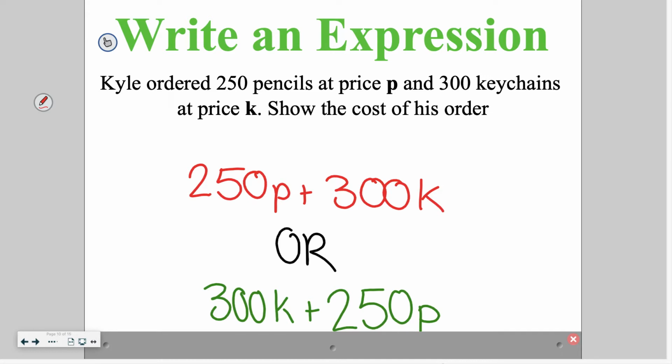You can either have 250p plus 30k, or vice versa, 300k plus 250p.